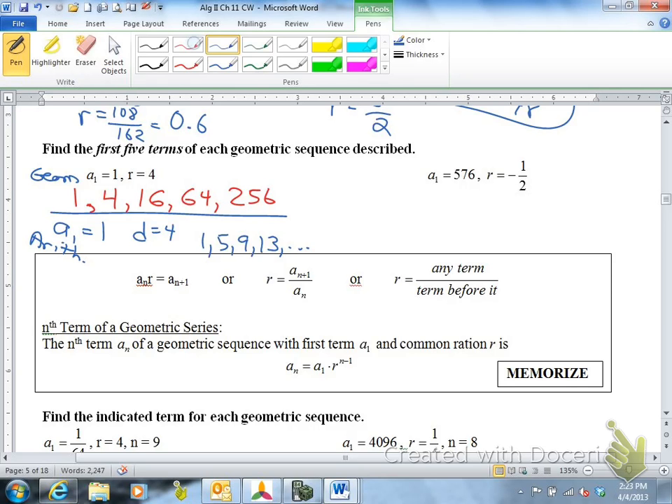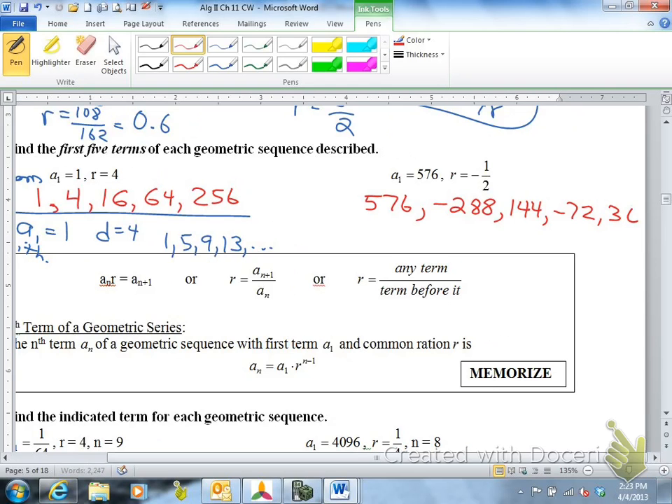For this one, we have the first term is 576. Multiply by negative a half, and you would get negative 288. Multiply by negative a half, and you get 144. Multiply by negative a half, you get negative 72. And then you get 36. So they're the first 5 terms of the geometric sequence.